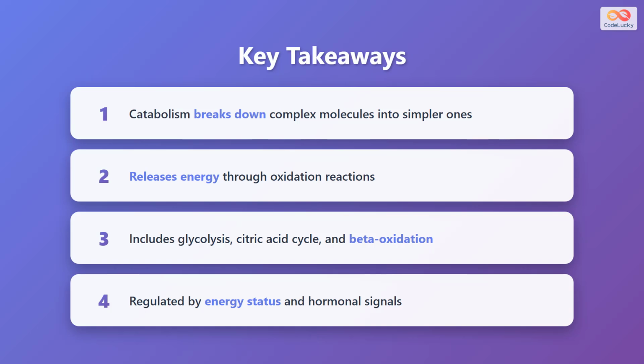Let's review the key points about catabolism. First, catabolism breaks down complex molecules into simpler ones, providing building blocks and intermediates. Second, it releases energy through oxidation reactions that transfer electrons to carrier molecules. Third, major catabolic pathways include glycolysis, the citric acid cycle, and beta-oxidation of fatty acids. Fourth, catabolism is carefully regulated by the cell's energy status and hormonal signals to maintain metabolic balance.